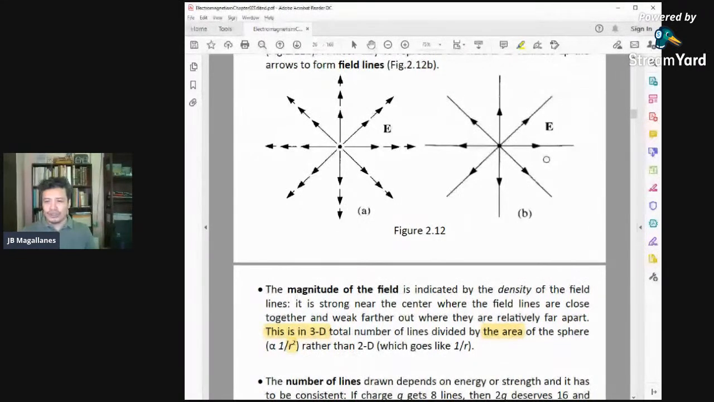This is not like a circle. The circle is a flat circle, and lines are coming out of the circle. If you divide the field lines by the circumference of the circle, it's just 1/r. But it's not two-dimensional, it's three-dimensional. You have lines coming out in all directions from the center, then you divide the field lines by the area.